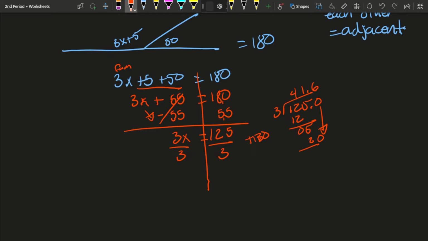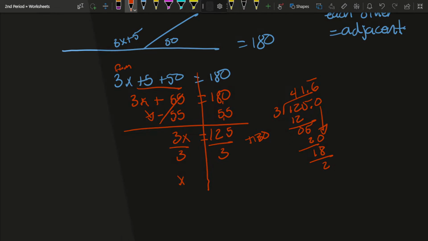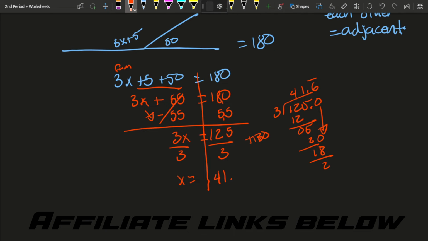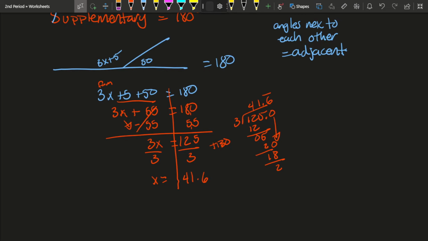This is going to be 6. That's 18. That's a 2. And then it's just going to keep repeating. So x equals 41.6. So the value of x is going to be 41.6.